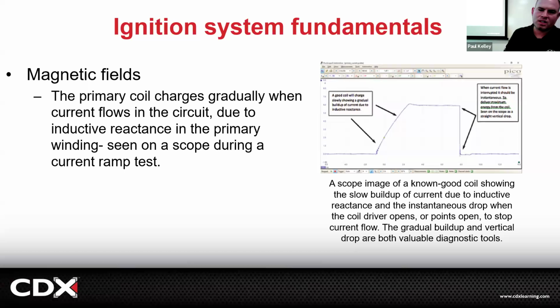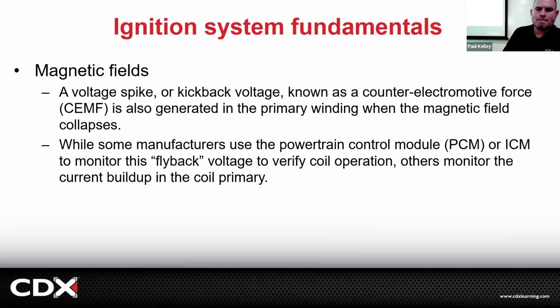But then what's going to happen is, when we go ahead and turn off the coil, it's going to create a voltage spike, which we may call a kickback voltage. Sometimes we'll call it CEMF, counter electromotive force, generated in the primary winding.